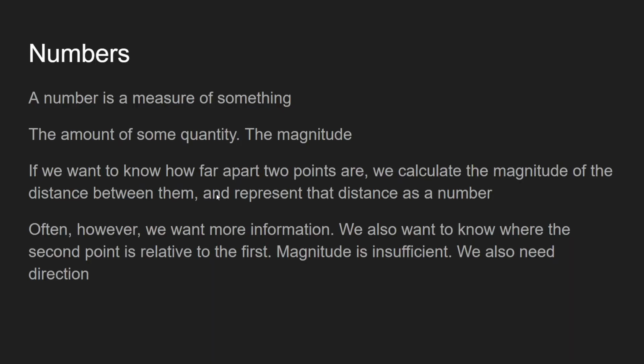All right. So generally, in talking about data, we know now we have numbers. Numbers are a measure of something, their amount of something, quantity. We often refer to them as a magnitude. Some amount is magnitude. If we want to know how far apart things are, for example, we would calculate something called the magnitude of the distance between them.